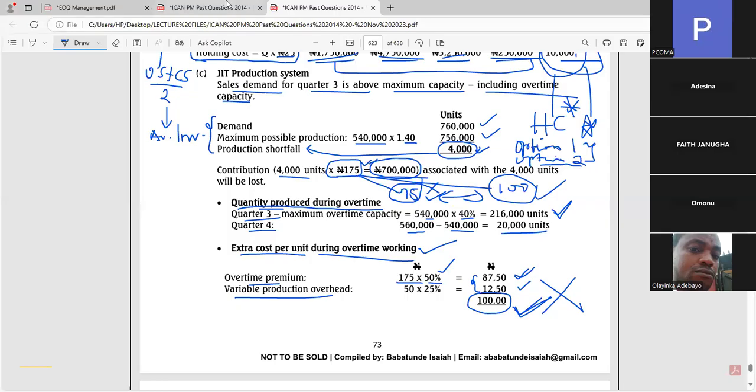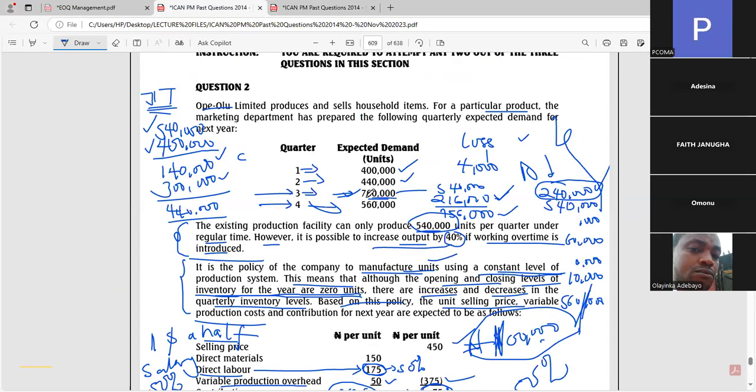Do you understand it? Look at it now. For the fourth quarter, our demand is 560, but we can only produce 540. What is the extra unit that we'll be producing if we want to work overtime? It is 20, isn't it? Perfectly. For the third quarter, you can only produce 540, but you need 760. So the difference is 220.